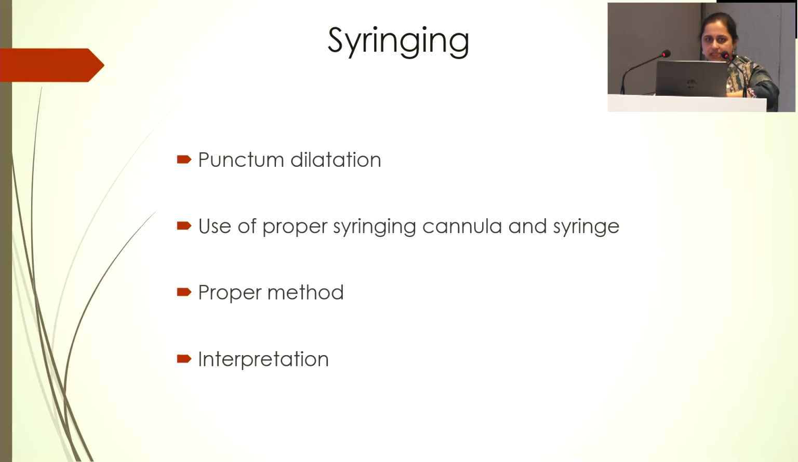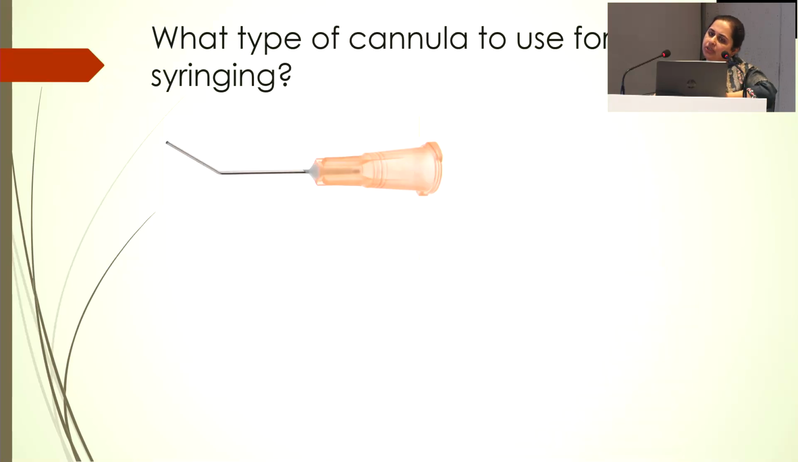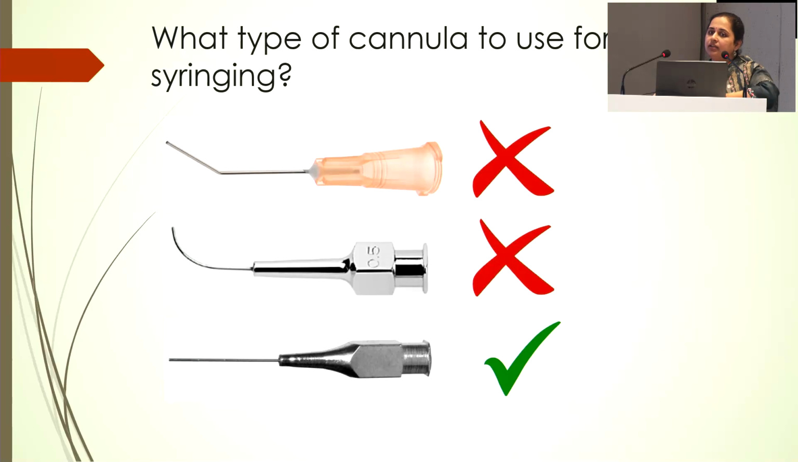When we do syringing, there are a few important points. These are the actual steps of syringing. First is punctum dilatation with a Nettleship punctum dilator. Then which type of cannula do we use? Do we use the visco cannula or just a bent needle? Ideally not. Is this the cannula to use? Even that is not ideal. What is ideal is a straight cannula, because you can stretch the canaliculus and make it straight. With a bent cannula, you are going to scrape the canalicular epithelium and cause more damage.